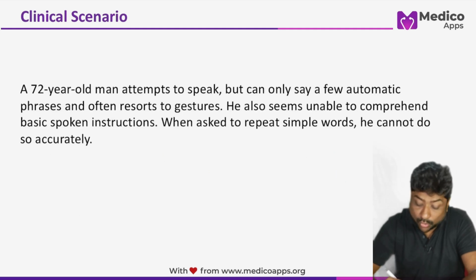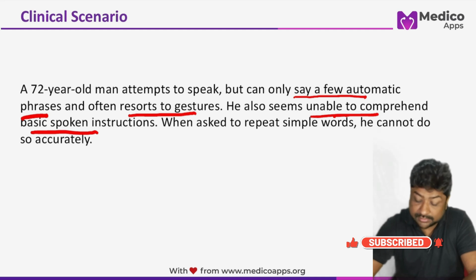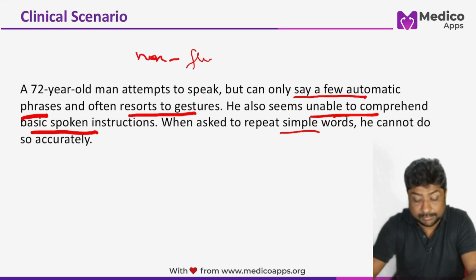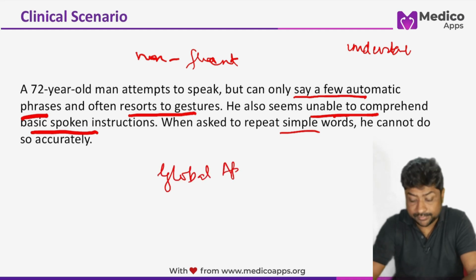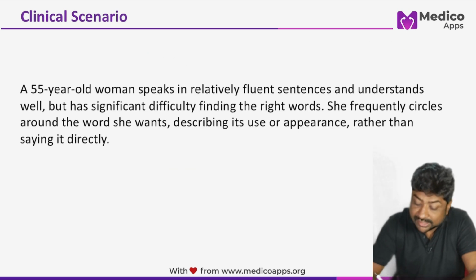A 72-year-old man attempts to speak, but can only say a few automatic phrases and often resorts to gestures. He also seems unable to comprehend basic spoken commands. When asked to repeat a simple word, he cannot do that. So this is non-fluent, and also his understanding is completely lost. So this probably is a case of global aphasia. Let's look at another clinical scenario.